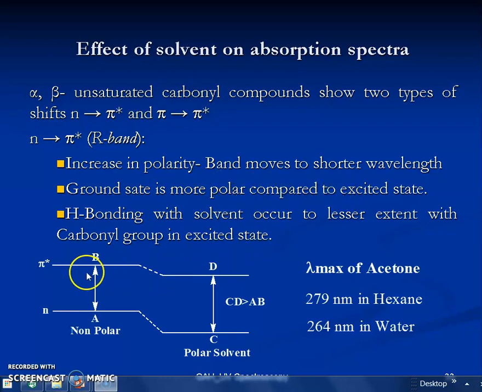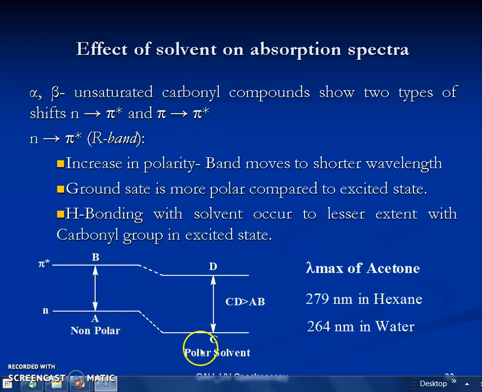I can show you here in this particular diagram. So there is the n to pi star transition, and A to B is the transition that is happening in the non-polar solvent, and C to D is the transition that is happening in the polar solvent. So basically in the polar solvent, the ground state becomes more polar compared to the excited state. So if the ground state is becoming more polar compared to the excited state, then this particular distance, that is CD, is quite higher than AB.